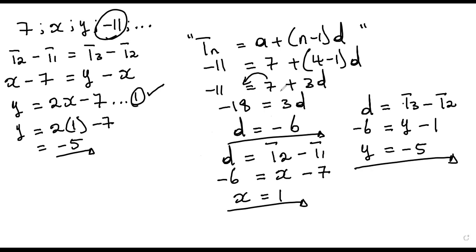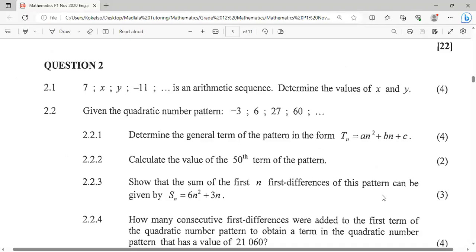Now, what about the second question? What does it say? So let's see. This is 2.2. It says, given this quadratic number pattern, negative 3, 6, 27, 60, it goes all the way to infinity. So firstly, we want you to determine the general term of this pattern, after which we need you to calculate the 50th term of that quadratic pattern. And then show that the sum of the first number of first differences of this pattern is given by this. So let's do the first 3 questions, then we shall focus on the last question.